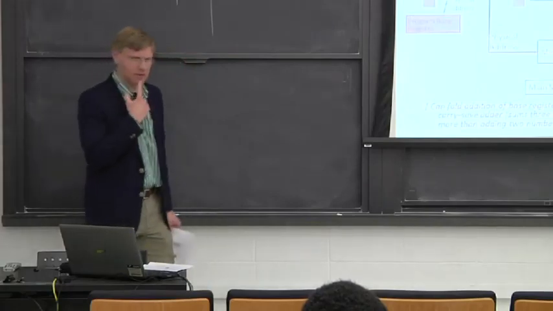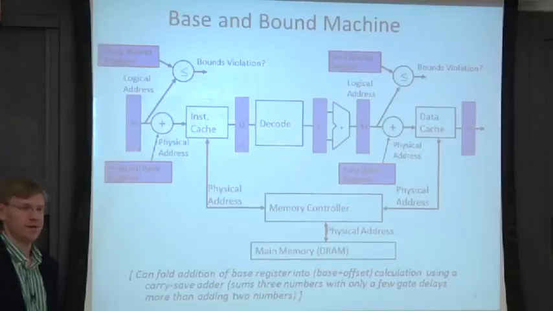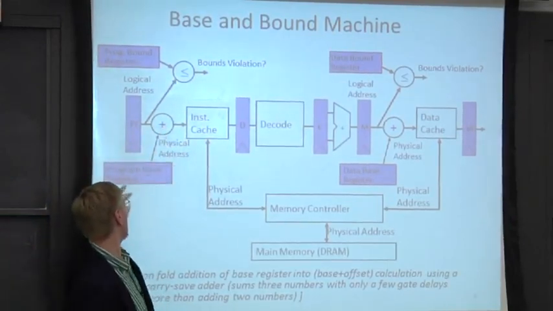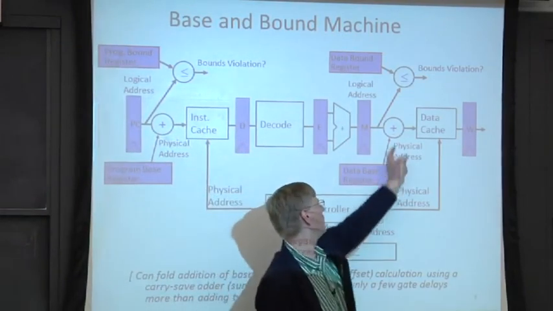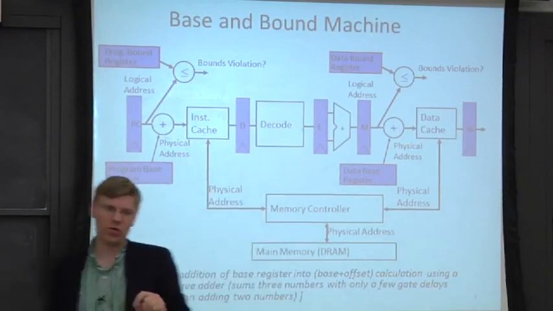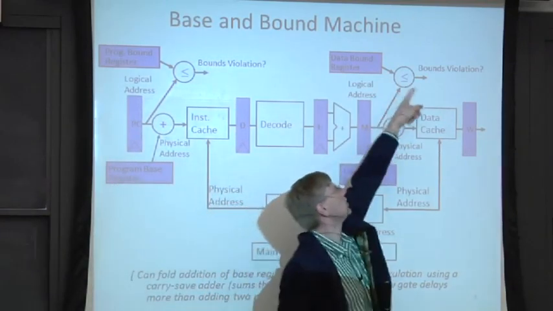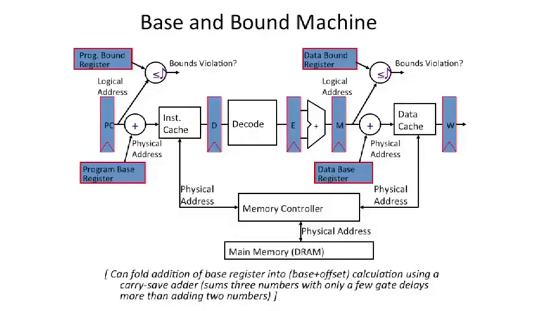OK, so let's take a look at how this fits into the pipeline here. So here's our pipeline. We want to add base and bound registers. It's actually not so bad. We have to add an adder here to add in the base into the program counter. And we have to add an adder for the data base register into all of our loads and stores. And then we need to add a comparator here, a comparator there, to check to make sure we don't fall outside of our bounds.